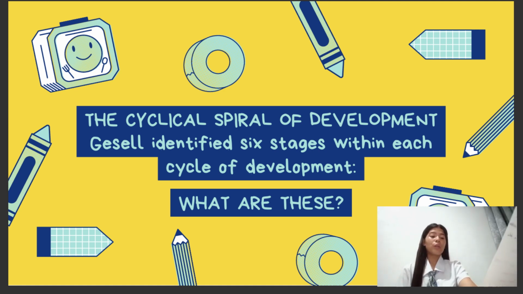Good afternoon, ma'am. My name is Catherine V. Avellino. This is the continuing of the report. The cyclical spiral of development: Gesell identified 6 stages in each cycle of development. Gesell focused on 6 stages that children continually cycle through throughout their lives to develop motor skills, cognitive skills, language skills, and also social personal skills.